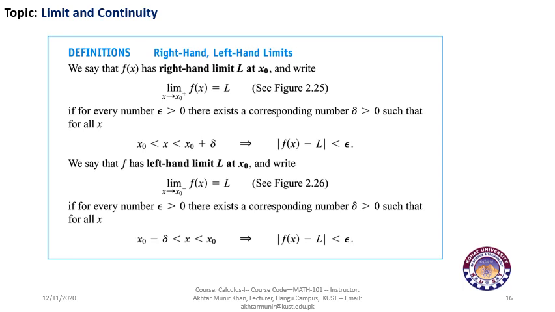And we say that f has a left-hand limit L at x naught, and we write limit as x approaches x naught from the left of f of x equals L, if for all values that are lying to the left of x naught and to the right of x naught minus delta, that implies the absolute value of f of x minus L is strictly less than epsilon.